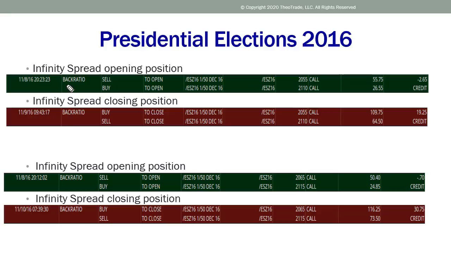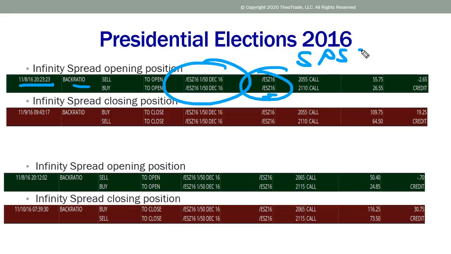And you start to look at this. These are the actual trade dates because I wanted to take you in. This wasn't a whole myriad of trades that I had on for the presidential election. It was specific. This is a back ratio. I actually narrowed it down. Now, this ratio was done in the S&P futures, the S&P 500. I put a back ratio on for a $2.65 credit.